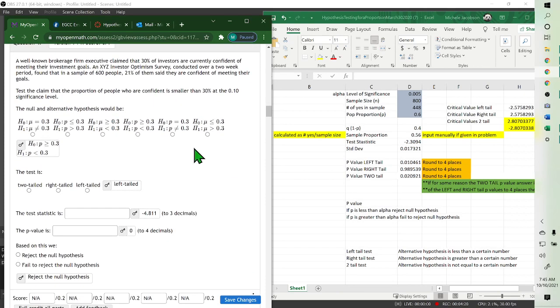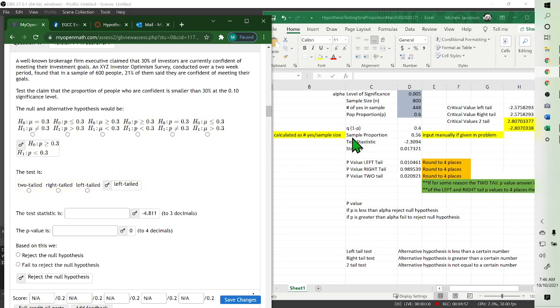Okay, so on this one, a well-known brokerage firm executive claimed that 30% of investors are currently confident of meeting their investment goals. An XYV investor conducted over a 2-week period found that of the sample of 600 people, 21% of them said they were confident in meeting their goal. Test the claim that the proportion of people who are confident is smaller than 30%. So smaller than 30% would be less than, which would be a left tail because it's going left.